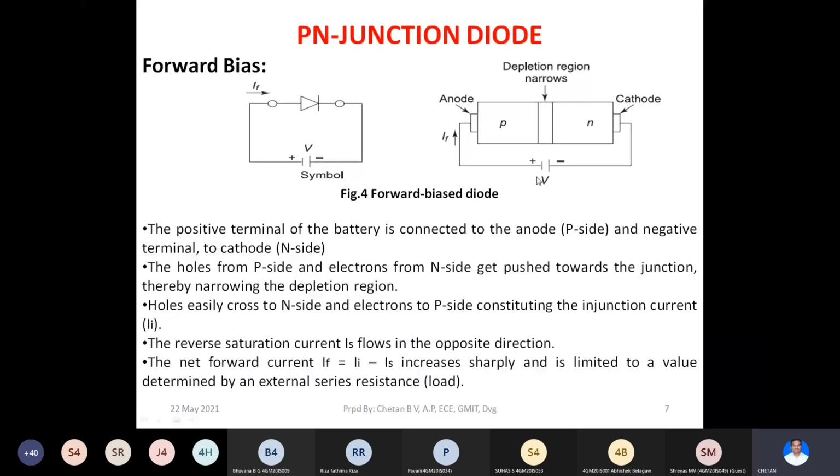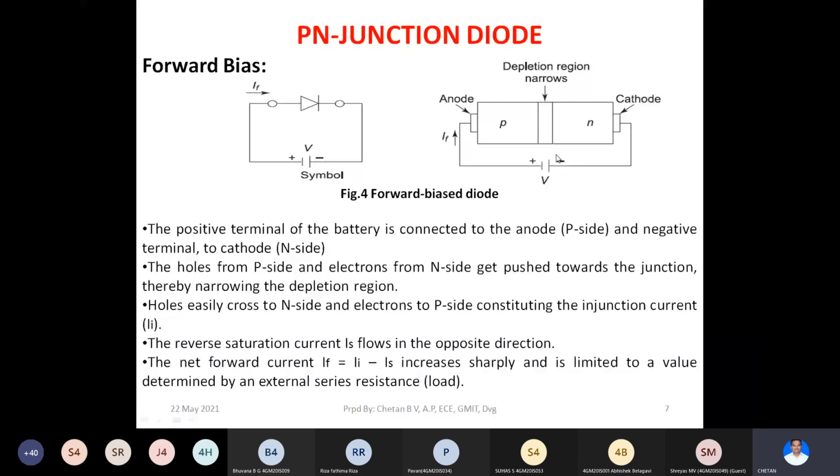Now what will happen is the electrons in the n side of this diode will be attracted towards the positive terminal of the battery, and holes on the p side will get attracted towards the negative terminal of the battery. So this will make the depletion region reduce in size. So the depletion region will be reduced.